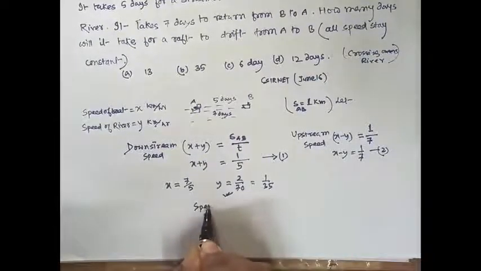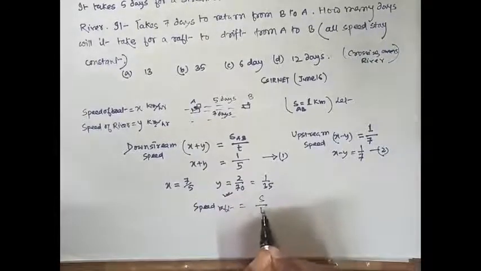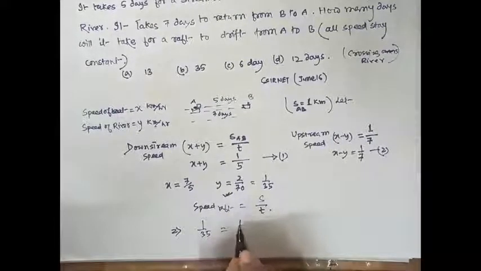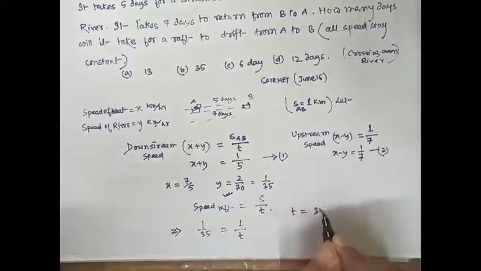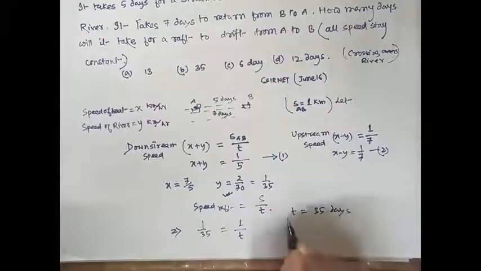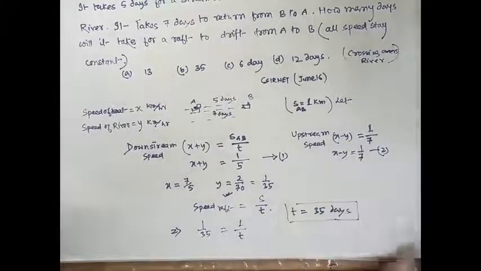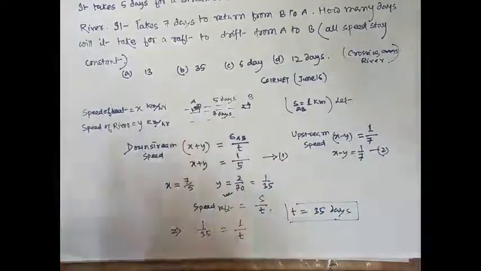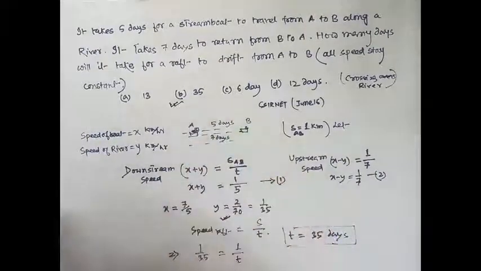Speed of raft is equal to s by t. The speed in this case is 1 by 35. The s is 1, the time is t. So t will be 35 days. So it will take 35 days to drift a raft from A to B by the river flow. So our correct option will be option B.